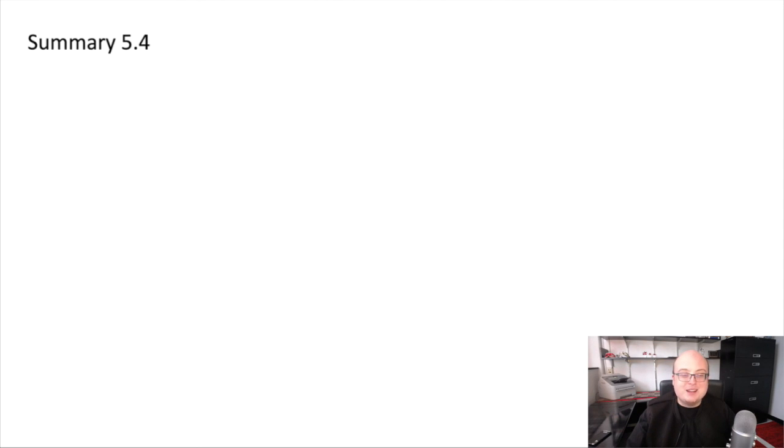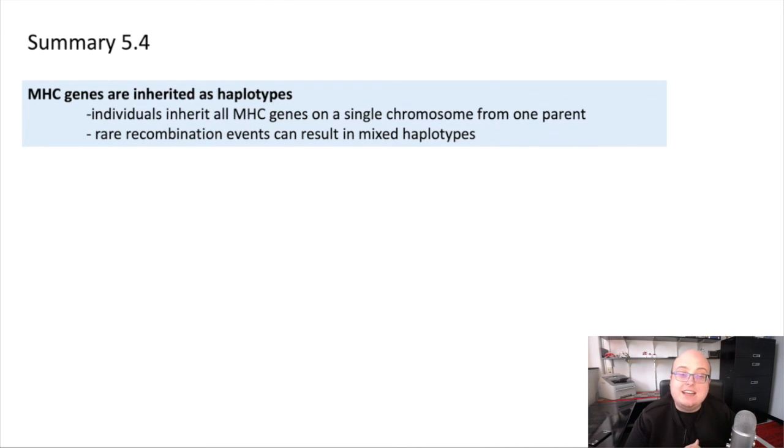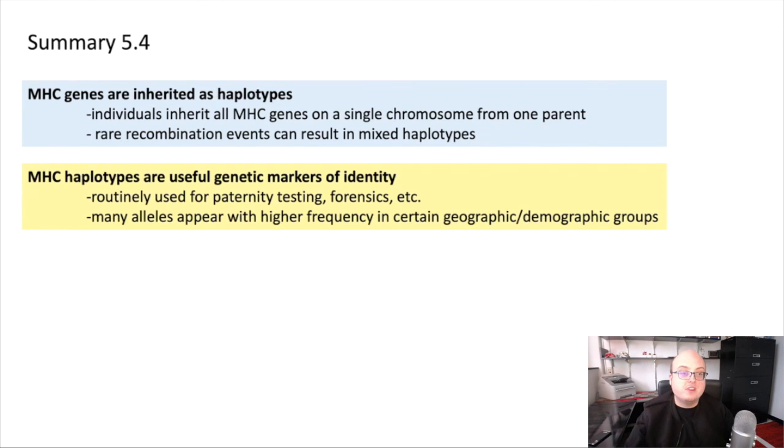Okay, let's summarize MHC inheritance. MHC genes are inherited as haplotypes. Remember, the haplotype is all of the genes that you inherit on one chromosome from one parent. A caveat to that is that sometimes rare recombination events can result in mixed haplotypes. And so you might actually inherit genetic material that is derived from both of the chromosomes from a single parent.